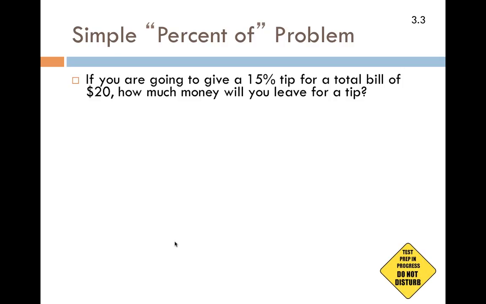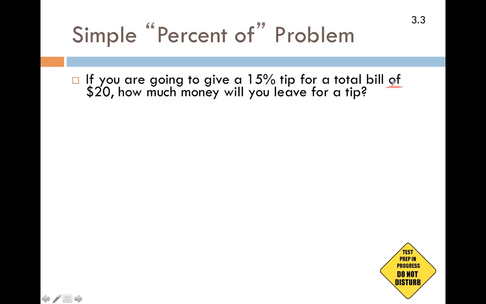Now let's look at some problems. I'm going to do this first problem for us, or kind of talk about it. It says if you're going to give a 15% tip for a total of $20, how much money will you leave for a tip? There's a key word in here that we haven't talked about. Of course, the headline gives us a heads up of what we're looking for. That word is "of."